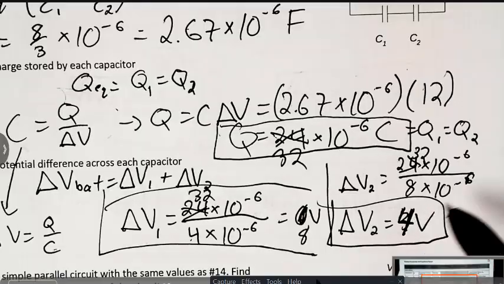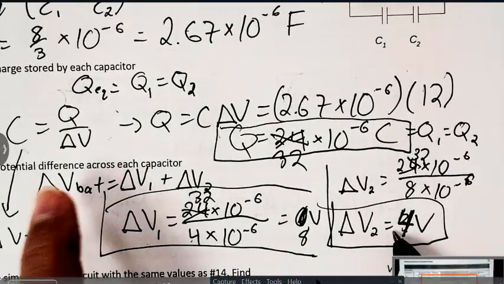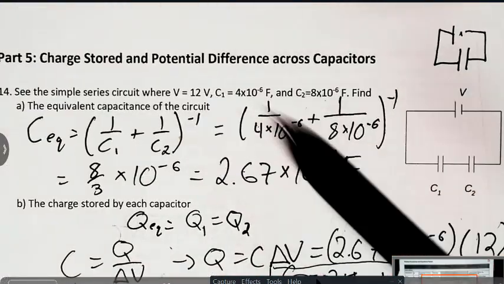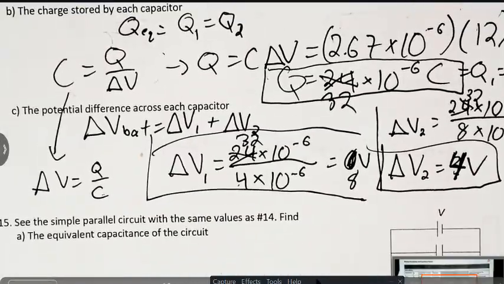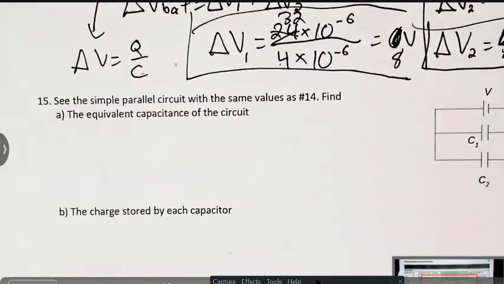How do I know I made a mistake? These two have to add up to the potential difference across the battery, which is 12 volts. So that's how I knew I made a mistake. Sorry about that. Okay, next one.